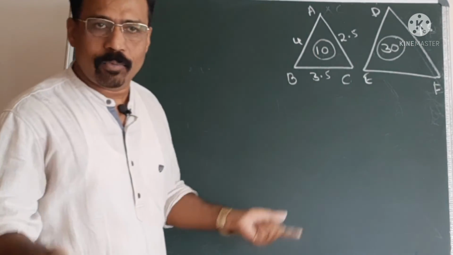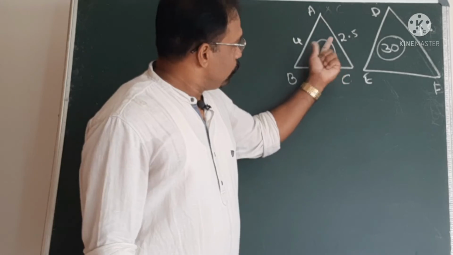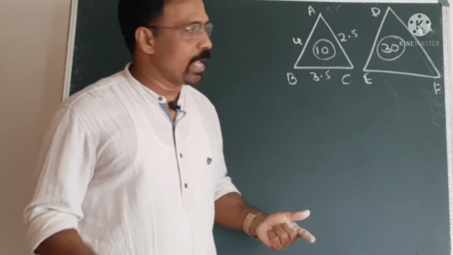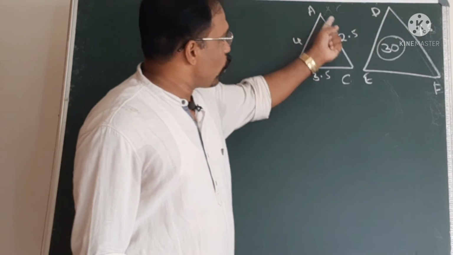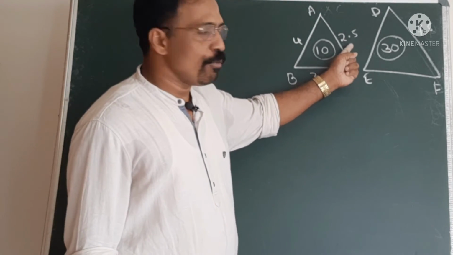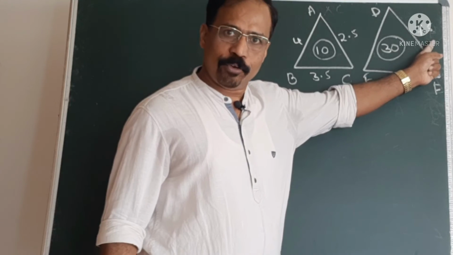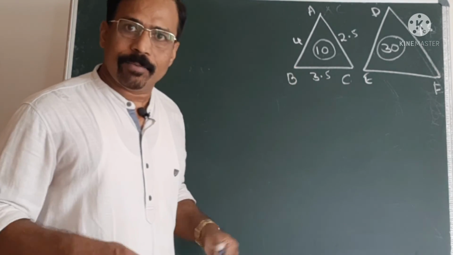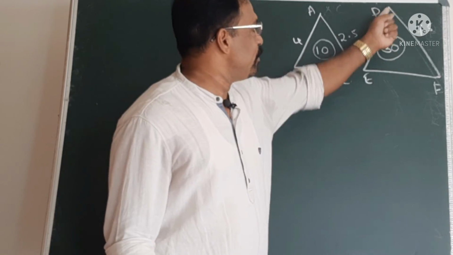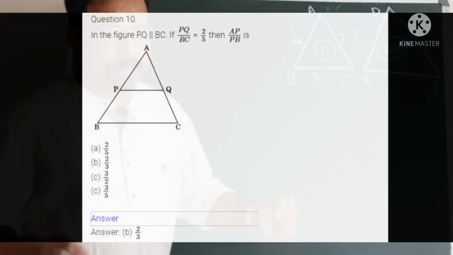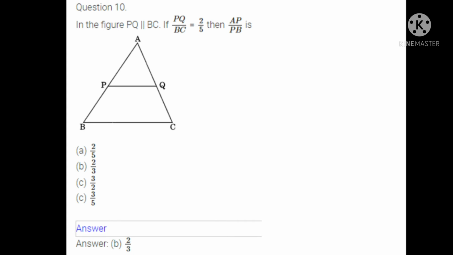I will just repeat it once again. Here, these two triangles are similar triangles. Therefore, their sides are also proportional. Here, the smaller side is 2.5. 2.5 into 3 times we will get 7.5. So, the perimeter will also be in the same proportion. So, 10 into 3, 30. So, the perimeter of the bigger triangle is 30. Now, let us do question number 10.